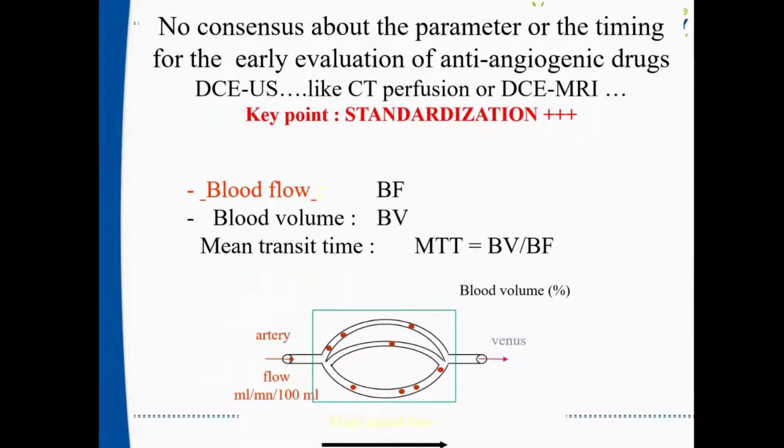So the key point for the functional imaging is the standardization. And remember, with this technology, and this is the same for DCMRI or DCUS or CT perfusion, we are able to calculate different parameters. We are able to calculate the blood flow, this is the perfusion of the tumor. The blood volume, this is a percentage of the vessels in the total tumor. And the mean transit time, this is the time during the wash-in and the wash-out for the contrast media.